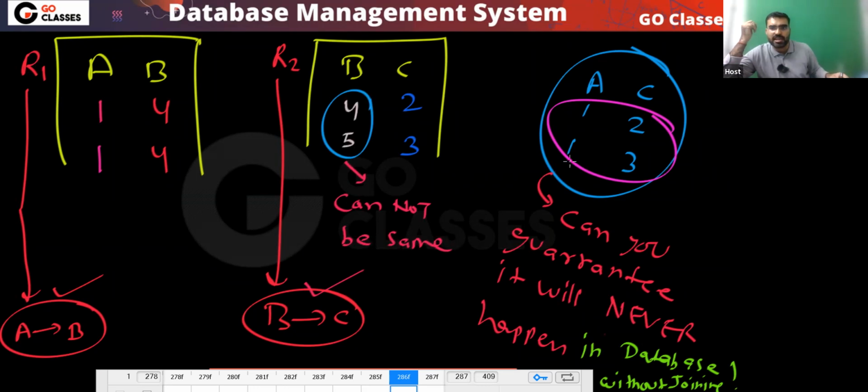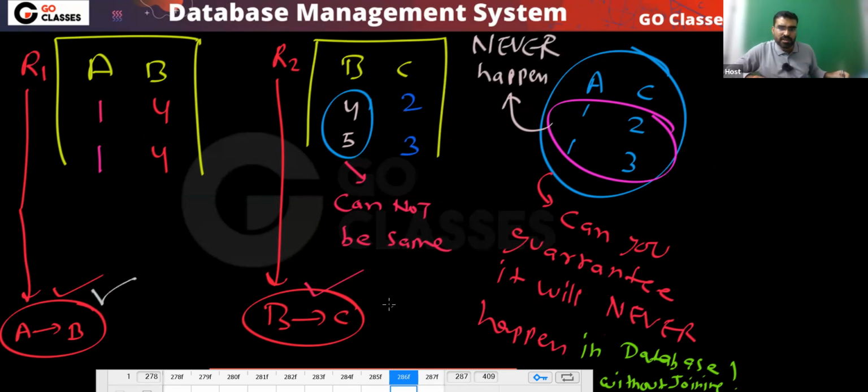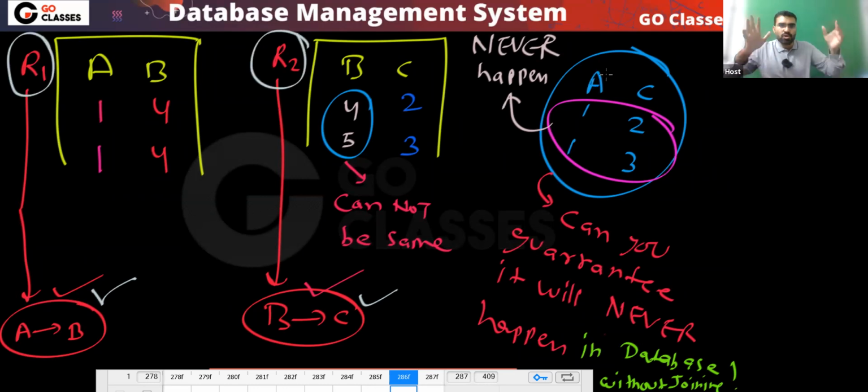So now you can notice that this situation can never happen, right? And why is this situation never happening? Because R1 is doing its work and R2 is doing its work. That is the reason transitively this will never happen. There is no need to join R1, R2.